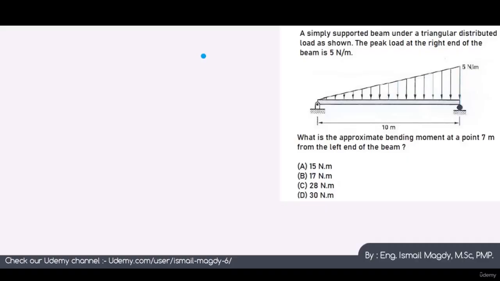So let's check now our third problem in our quiz. We have this beam here, and we have this distributed triangular shape force of 5 Newton per meter, which means we have here vertical reaction of YA, and we have here vertical reaction of YB.